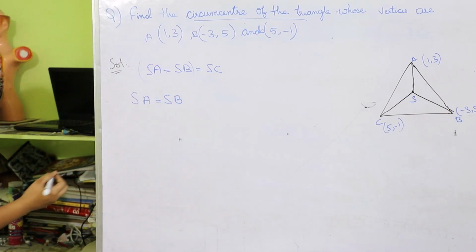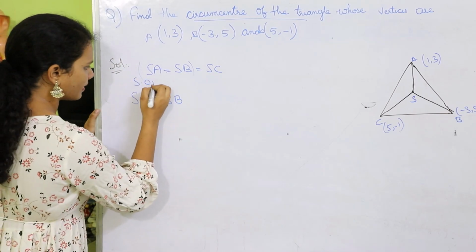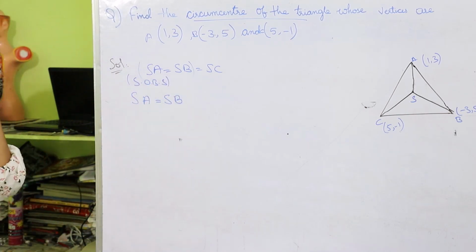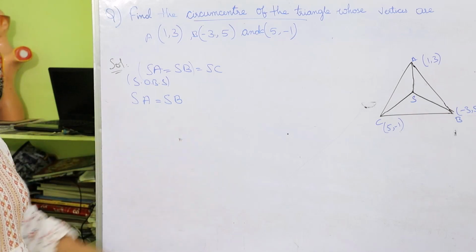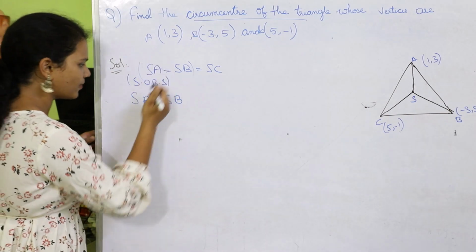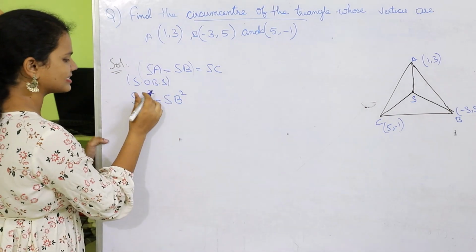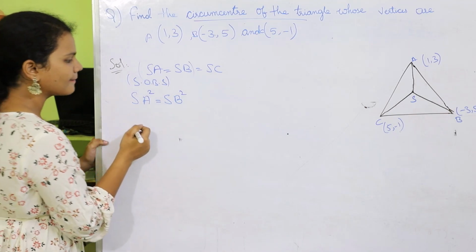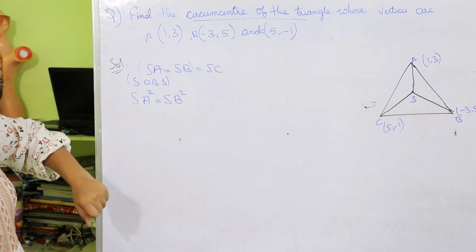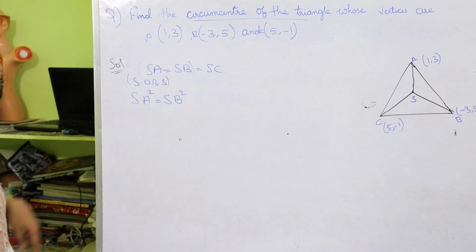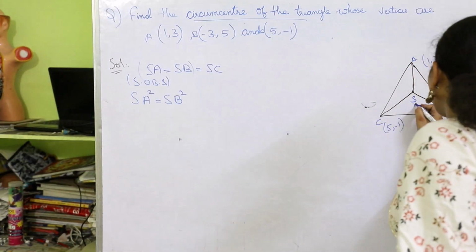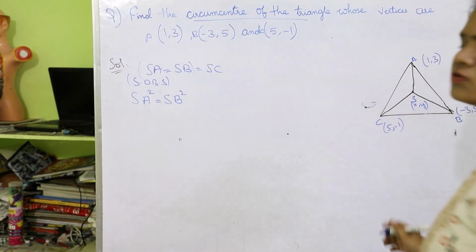Now square on both sides. Don't write shortcuts in your examinations; use the long method because your paper will be filled easily. So squaring on both sides, SA squared is equal to SB squared. I know the A values and the B values, which are already given in the question. So what will be the S value? The S value will be (x, y), because we don't know the x and y values.